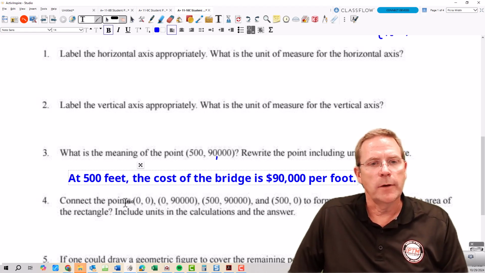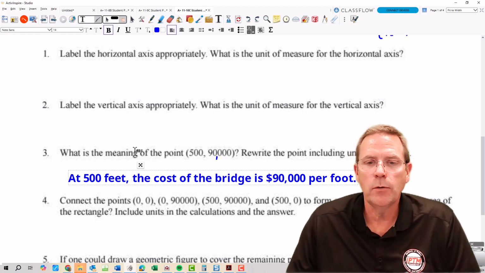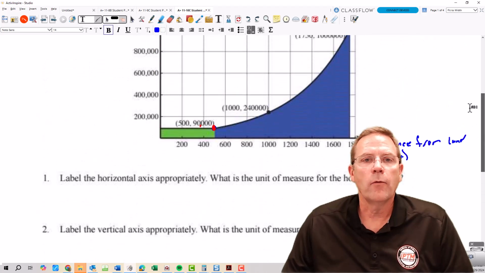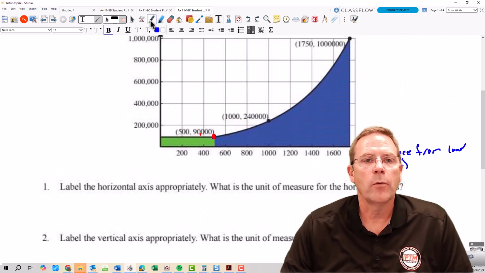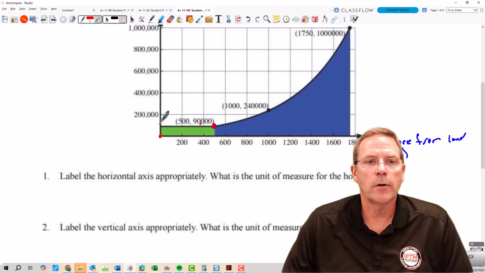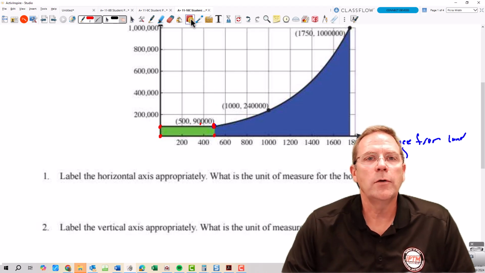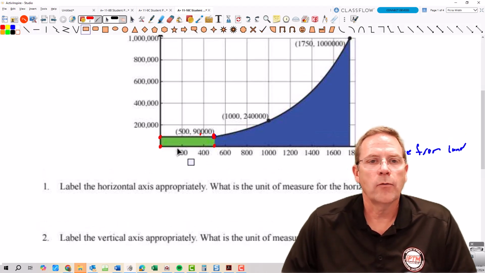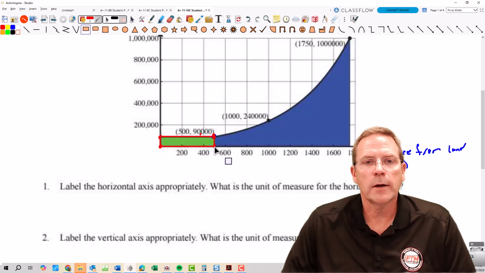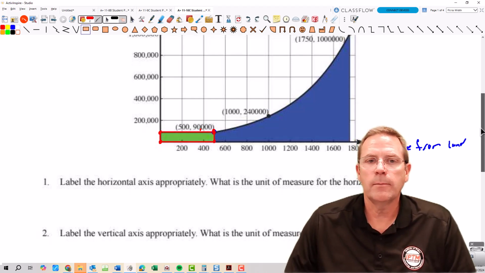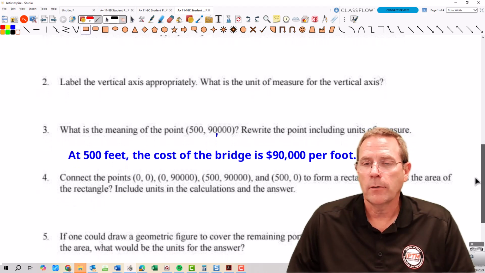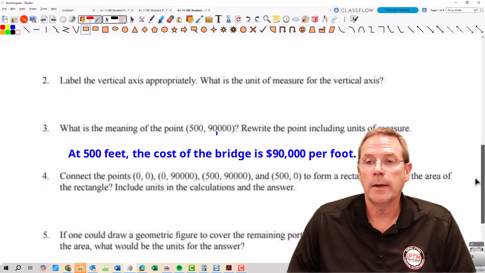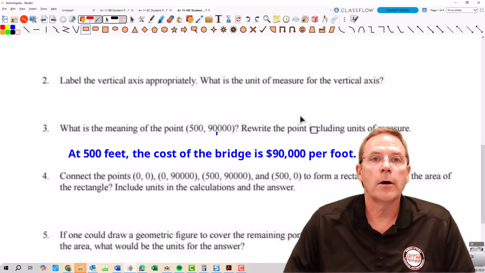Now, they want us to connect these 4 points. So we're going to go ahead and do that, and when we do, it's going to create a rectangle. The 4 points they gave us are (0,0), which is right here, (0, 90,000), (500, 90,000), and (500, 0), and by doing that, we have created for ourselves this rectangle right here. So that is the start of the answer to part B, and it says, what is the area of this rectangle?